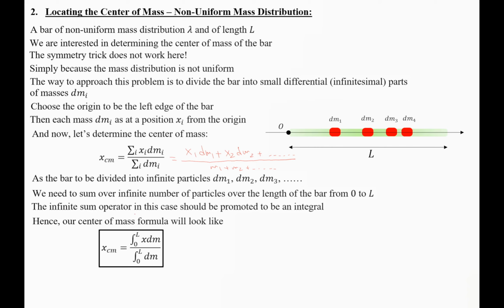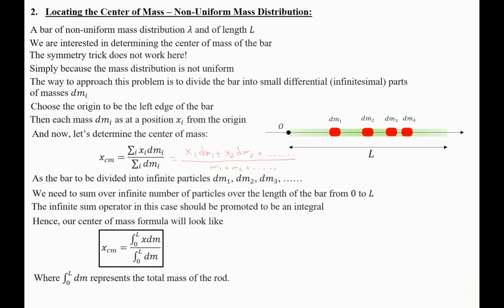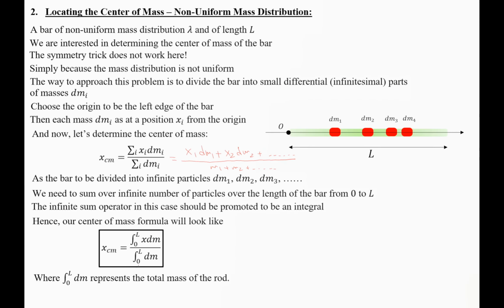And here let me point out something very important. What does the denominator represent? You can think about it as a constant function, which is 1. Then the integral of 1 would give you the variable itself, which is m. So this represents the total mass of the rod or the bar, where the integral from 0 to L of dm represents the total mass of the rod.